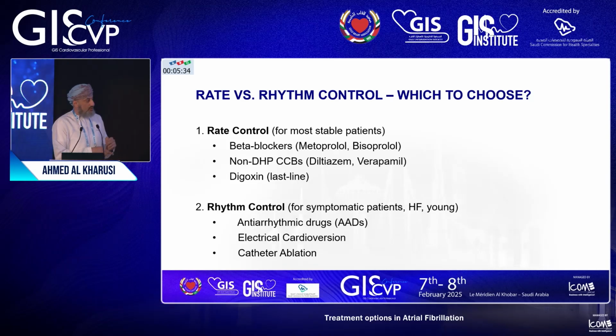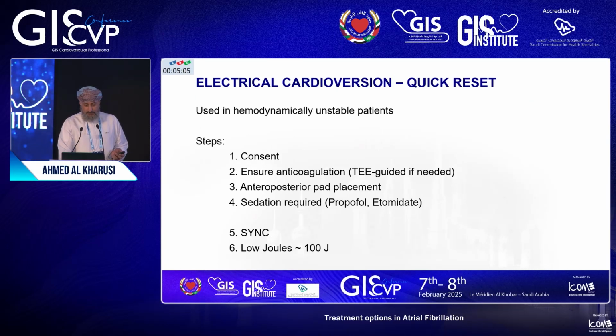In the other option, which is rhythm control, mainly I want to change the atrial fibrillation back to sinus rhythm, and I want the SA node to control the heart. And for this, we will start with anti-arrhythmic drugs. If it didn't work, or the patient is symptomatic and I want a faster solution, I will use cardioversion, and there is an option of catheter ablation. Okay?